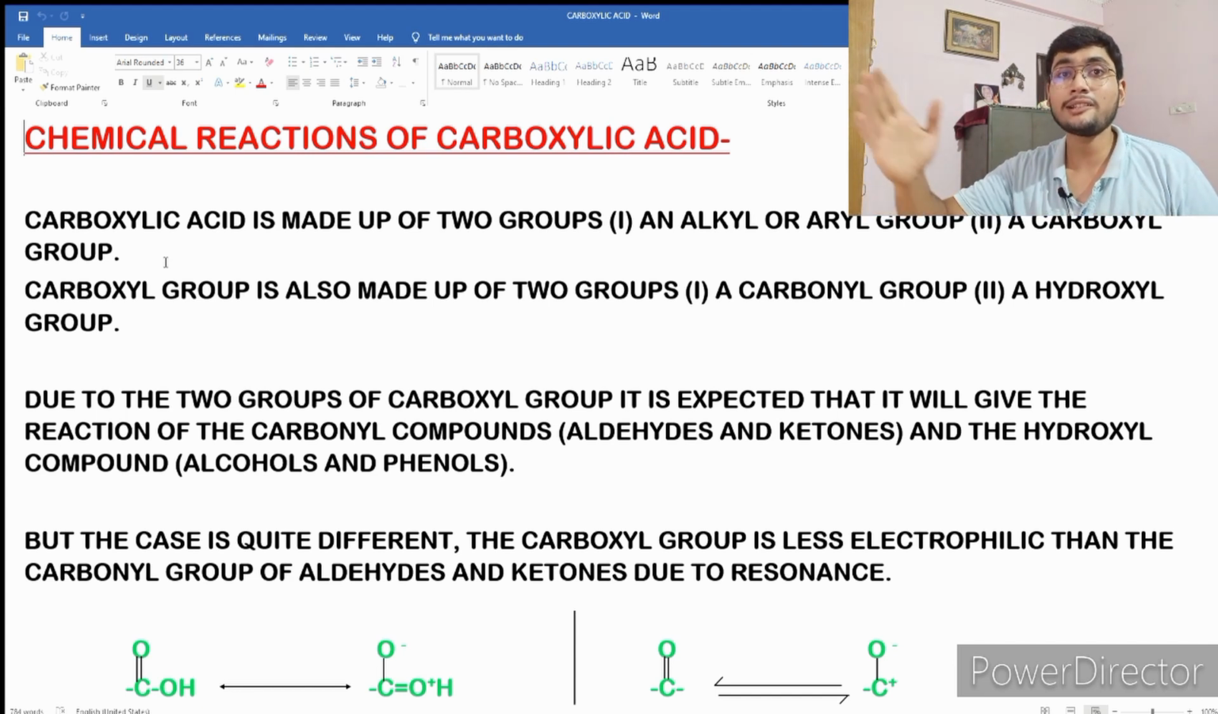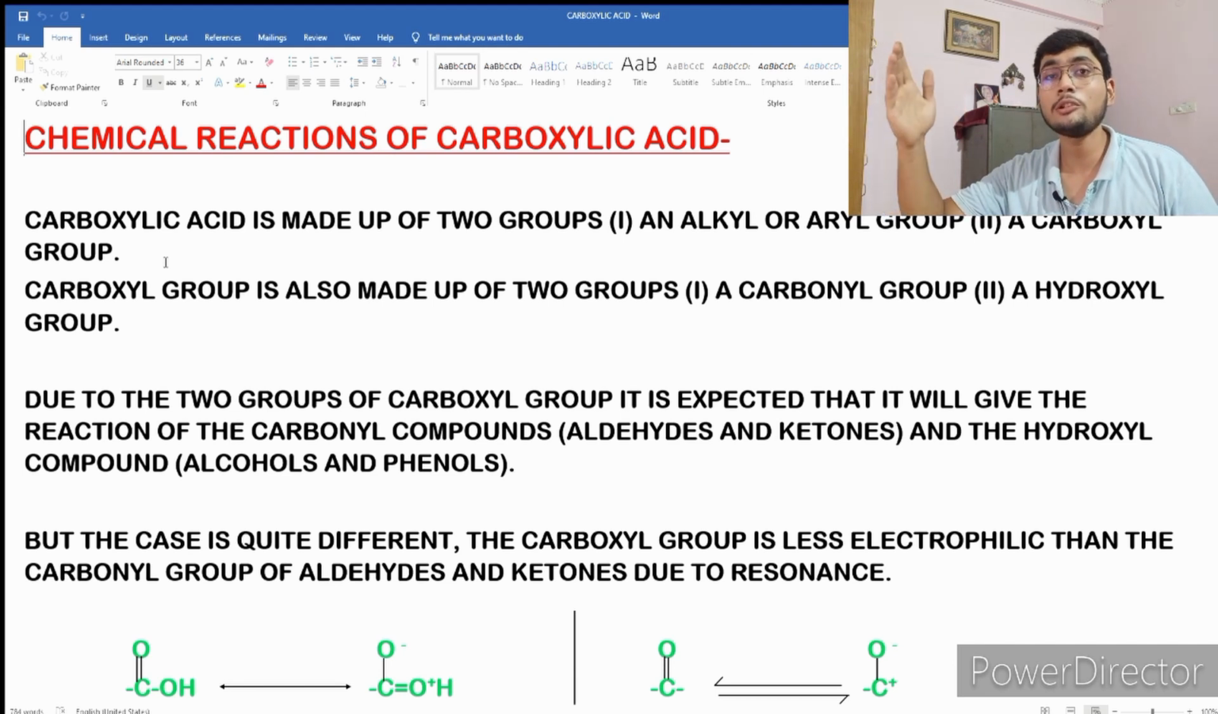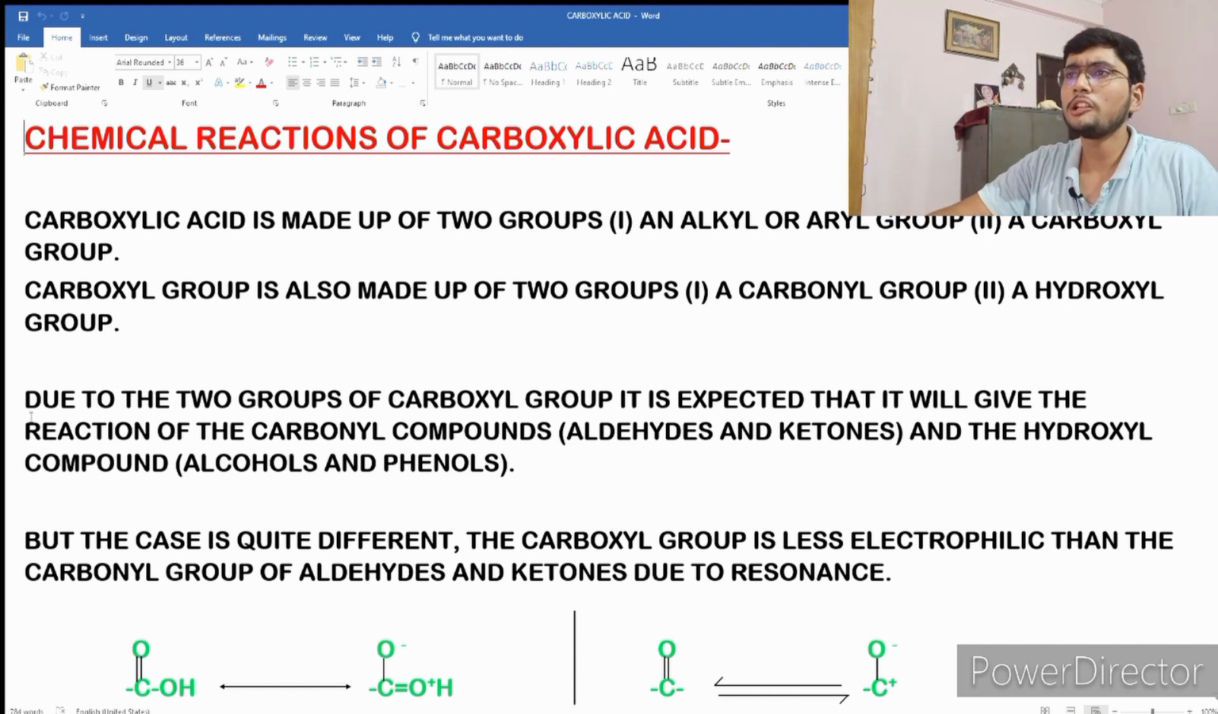So you see that the carboxyl group consists of a carbonyl group as well as a hydroxyl group. So it is expected that the carboxyl group should give the reactions of carbonyl compounds, that is it should give the reactions of aldehydes and ketones. Also because the carboxyl group has an OH group, it should also give reactions of the alcohols, because alcohols also have an OH group. So it is expected that the carboxylic acid should give reactions of the carbonyl compounds as well as of the alcohols or phenols, but the case is quite different. So let us see. Due to the two groups of the carboxyl group, it is expected that it will give the reactions of the carbonyl compound, that is aldehydes and ketones, and the hydroxyl compound, that is alcohols and phenols.